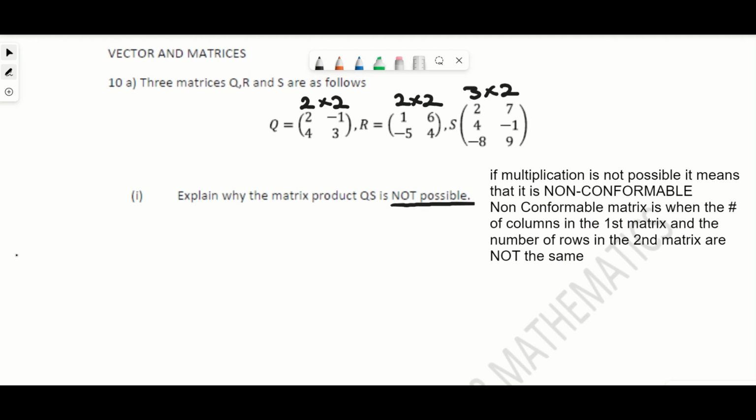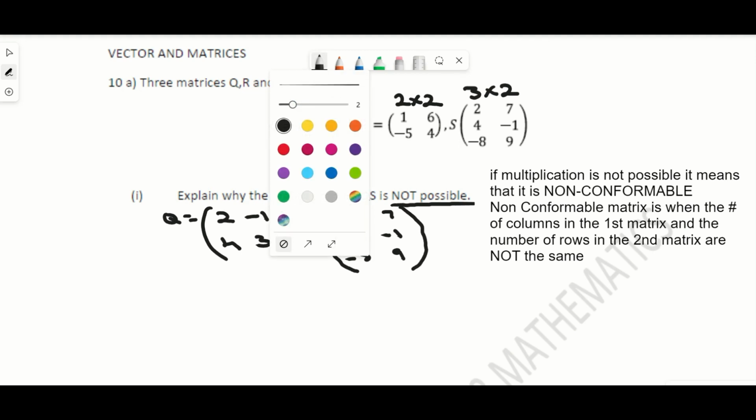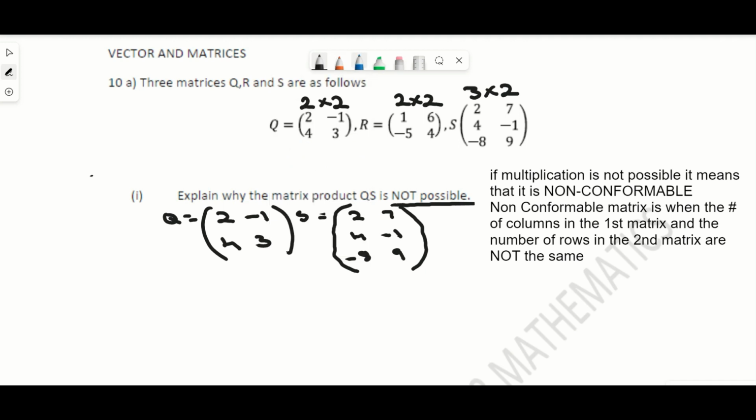So you're going to say QS. That means Q multiplied by S. So we're going to say Q is equal to 2, negative 1, 4, 3. And then they said S is equal to 2, 7, 4, minus 1, minus 8, and 9. Let me just make this a little bit smaller. Now let's write the order.